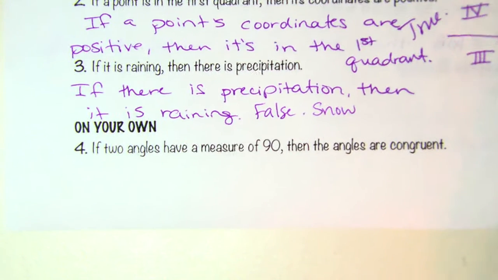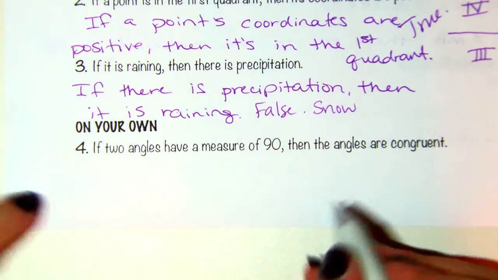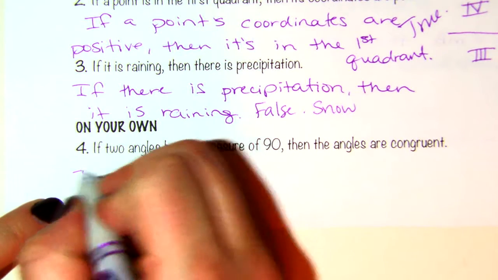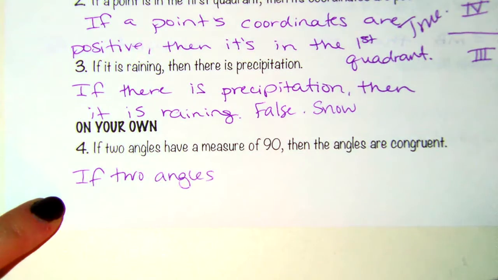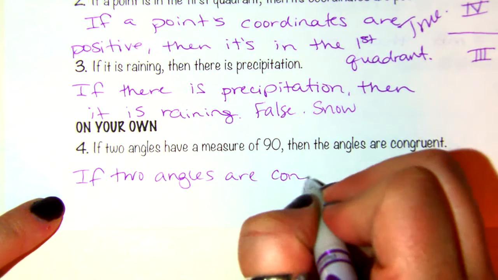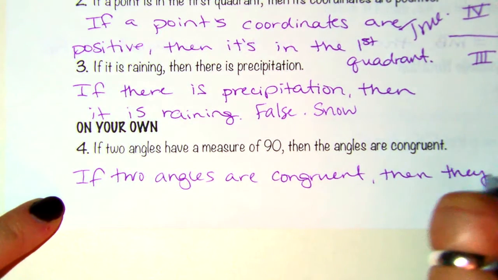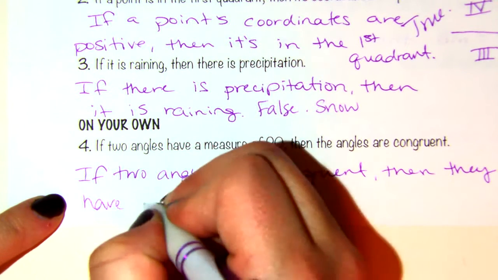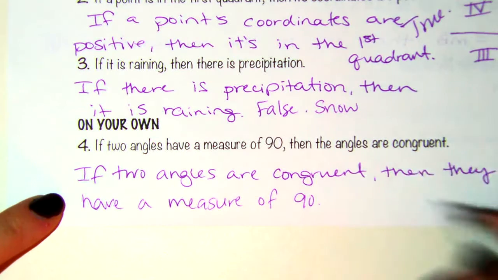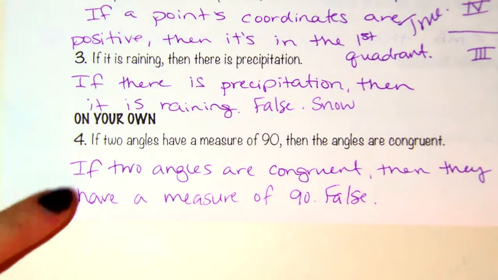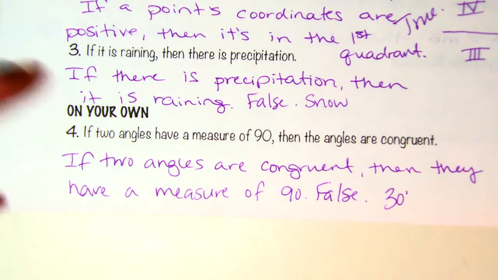So now pause and try number 4 on your own. So first you should have written the converse. If two angles are congruent, then they have a measure of 90. So that is false. They could be any other angle and be congruent as long as they were the same thing. So any angle measure here would work.